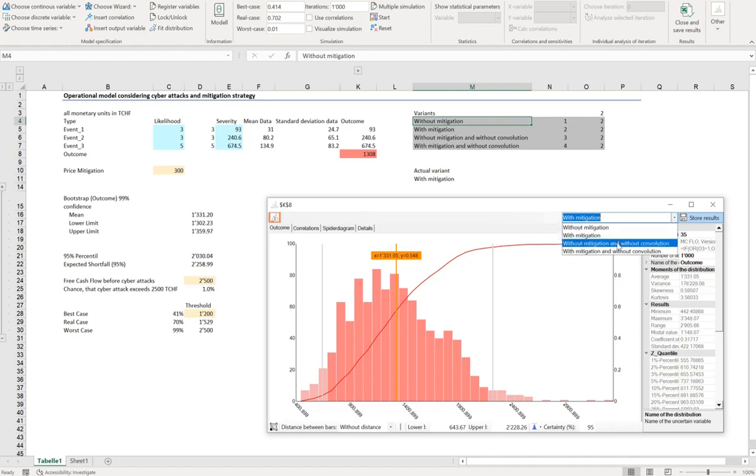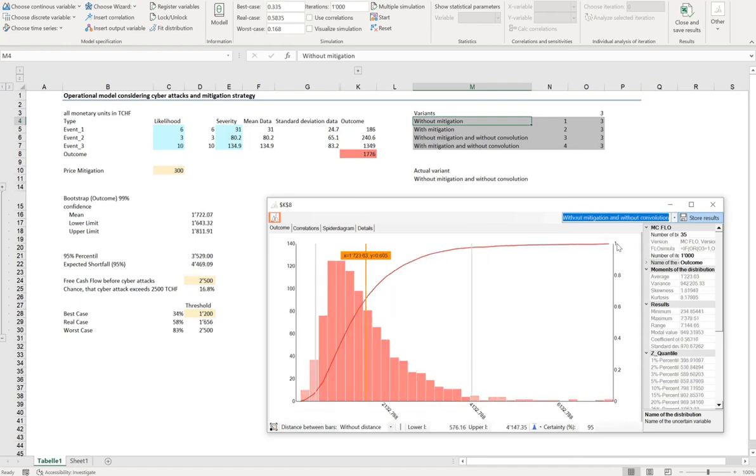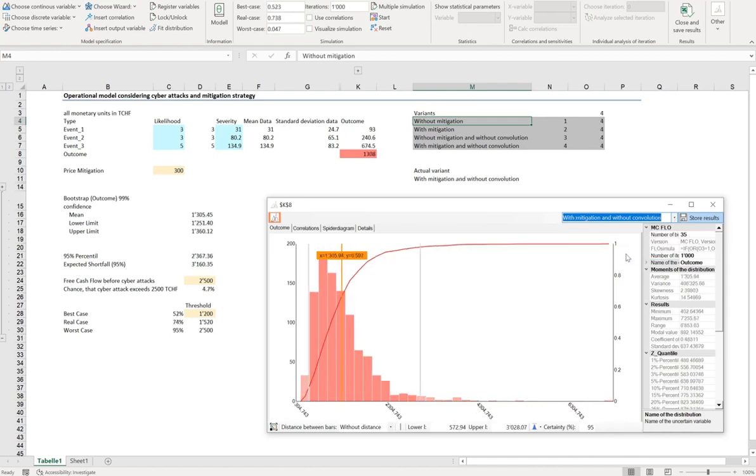However, if we would use the false way to calculate the expected outcome, we will see that without mitigation strategy, there is an ex ante probability of 70% that the outcome will exceed 2.5 million Swiss francs. And without convolution or without compound function, there is with mitigation strategy at least 5%.